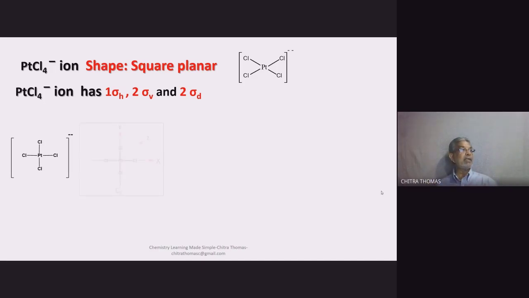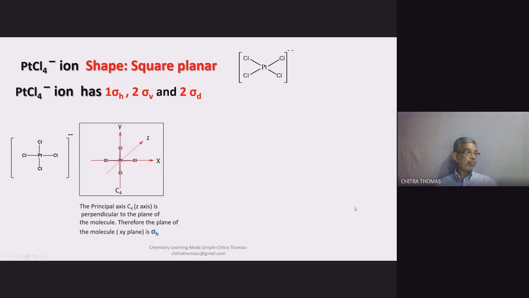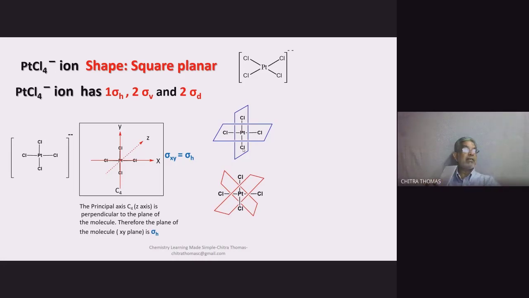I will show it diagrammatically. This is the principal axis. C4 is perpendicular to the plane of the molecule. Therefore, the plane of the molecule is sigma h. Then this diagram corresponds to this and this. Now, there are four planes, all perpendicular to the plane of the molecule and containing the C4 axis. So, all these four planes are vertical planes.